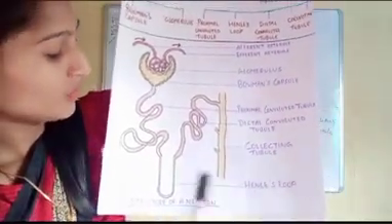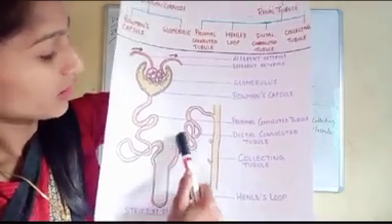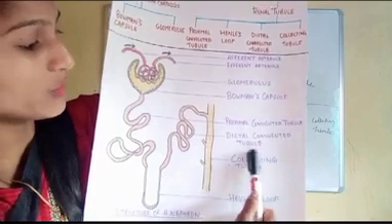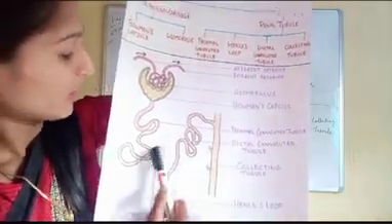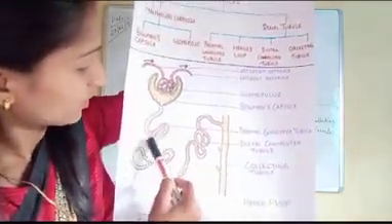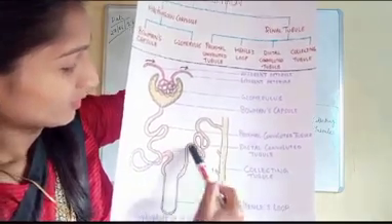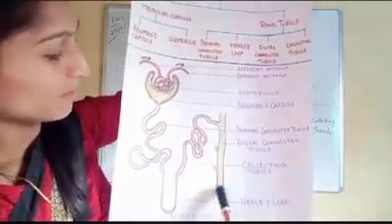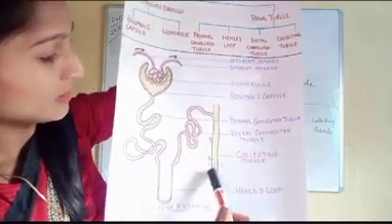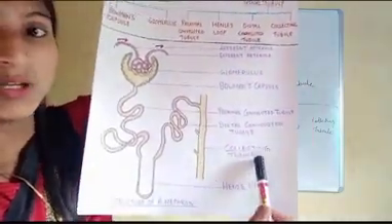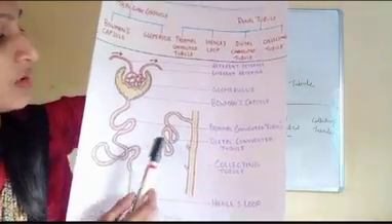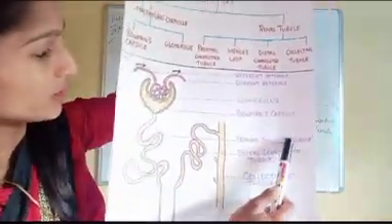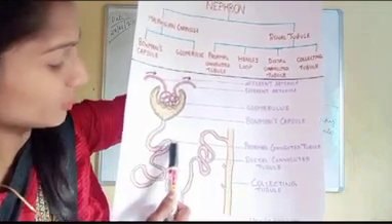So next, again a tube-like structure, is known as your distal convoluted tubule. Now you can see this whole tubule is being connected to this part, isn't it? So this part is known as your collecting tubule. Okay. So what is happening? This is the proximal convoluted tubule, the first part of renal tubule.